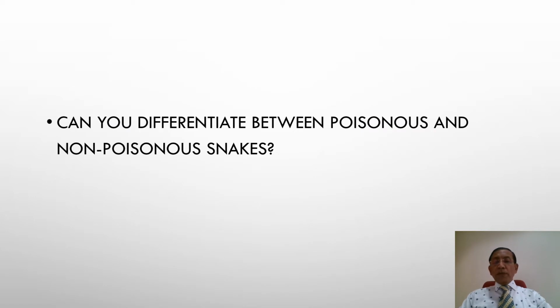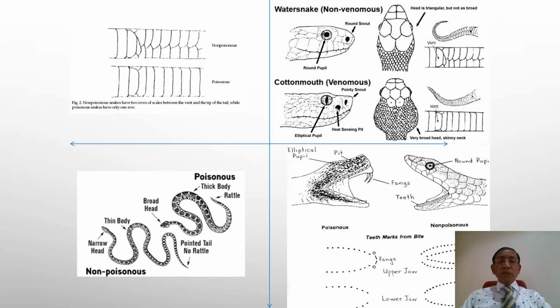The point is that many times in the OPD, patients bring the snake that has been killed along with the patient, and they invariably ask, doctor, is this a poisonous snake or a non-poisonous snake? Can we differentiate between the two? Yes, we can. If you see the ventral aspect of the snake and the scales are in a double row like this, then usually it's a non-poisonous snake, and if it's a single row, then it's a poisonous snake.